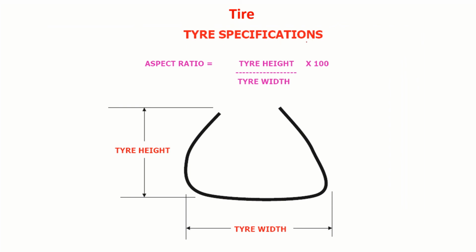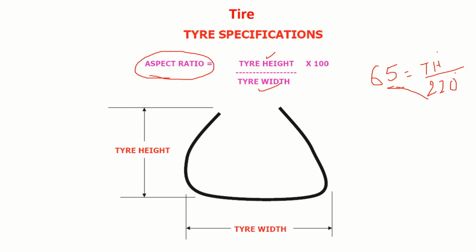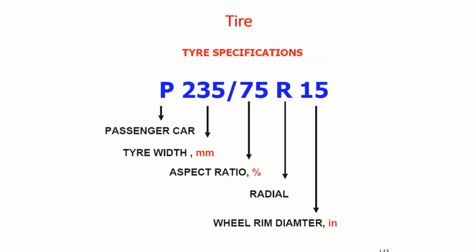So how do we specify the tire? One term that we use is called aspect ratio, which is given by tire height and tire width. So this is the tire width we are talking about. Then one section I have taken out, and tire height divided by width into 100. This we call the aspect ratio. Aspect ratio of 65. So what is the tire height? Suppose the tire width is something like 220 mm. So you can just cross multiply and you can always get the tire height like that.